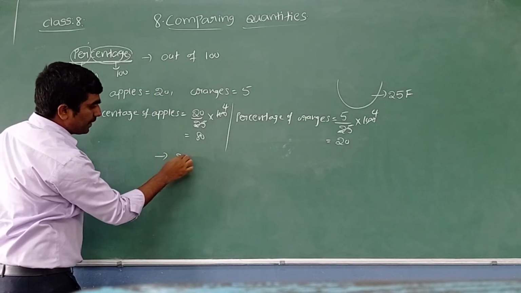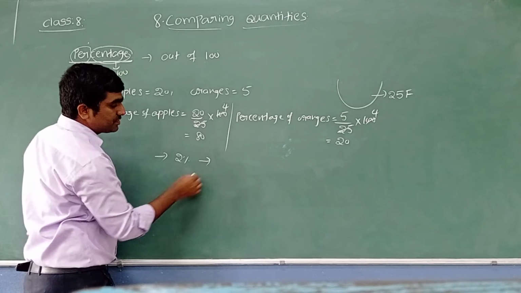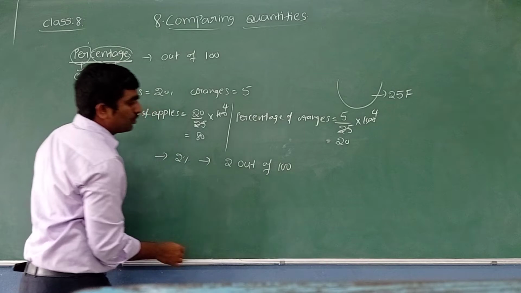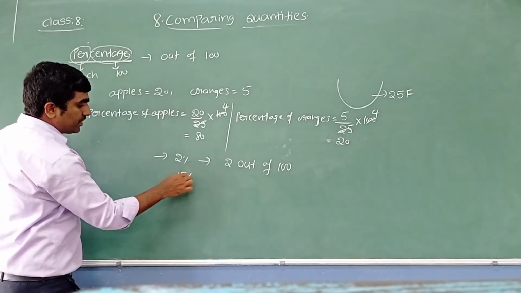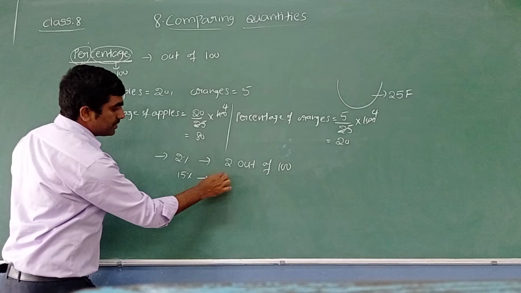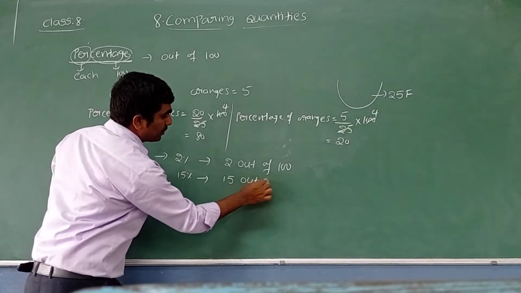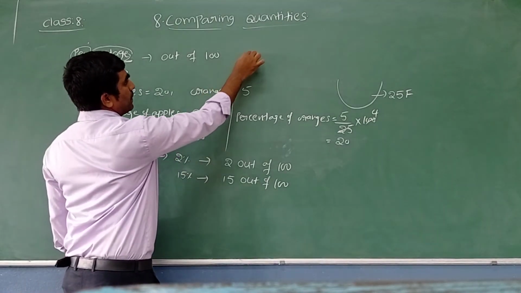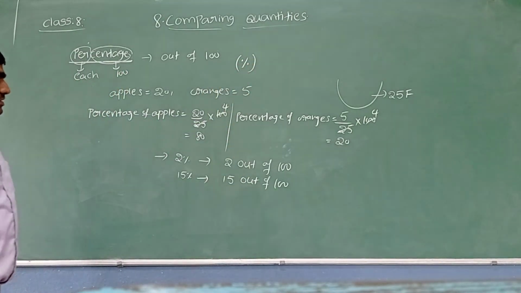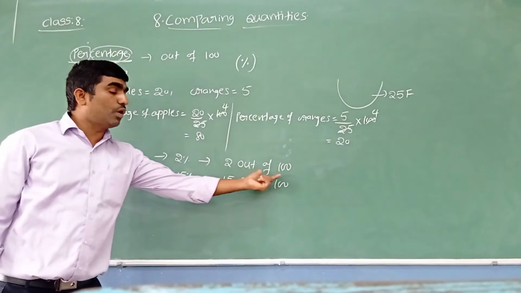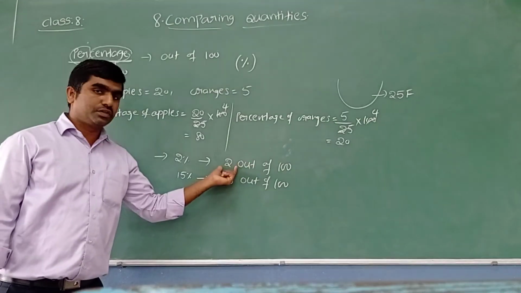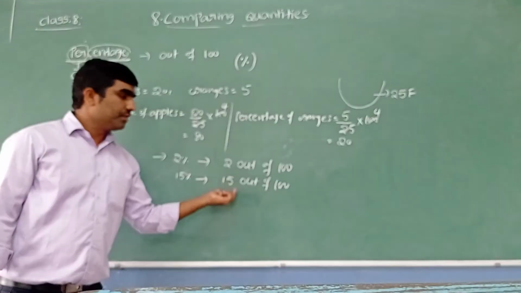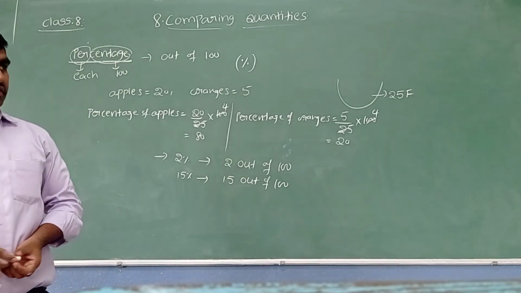Example, suppose 2% is there. What is the meaning of 2%? We can say 2 out of 100. Suppose I say 15%. What is 15%? It is 15 out of 100. And this is the symbol of percentage, which we read as percent. So 2% means 2 out of 100, for every 100, 2. 15% is 15 out of 100, for every 100, 15. Hope it is clear.